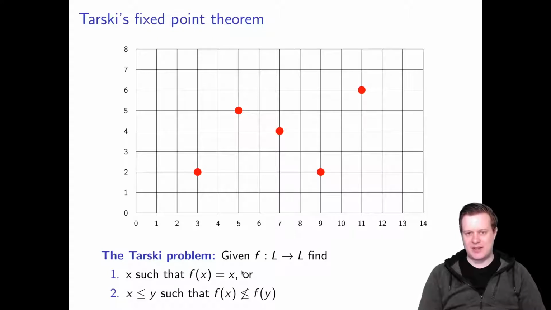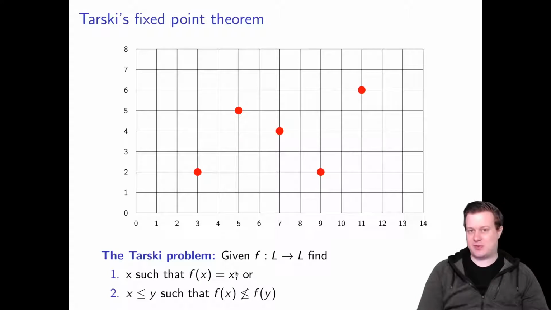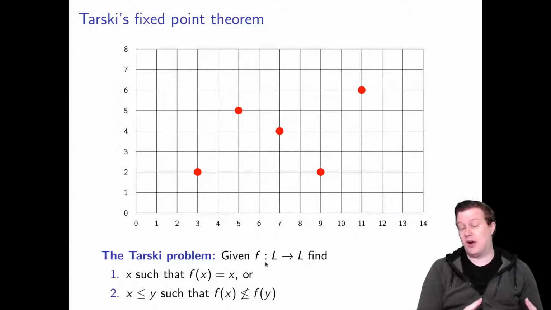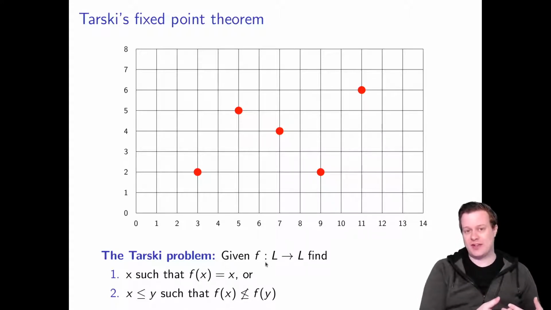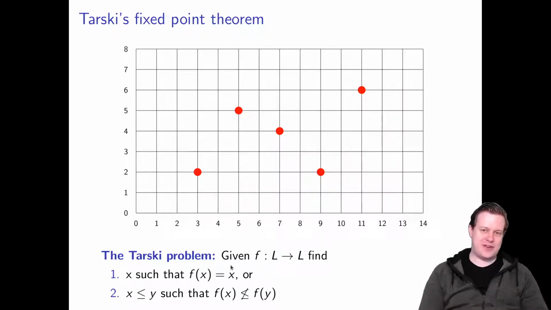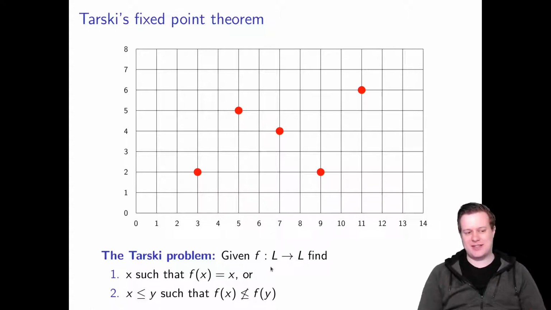x is equal to x, or, now, obviously, if f is order preserving, then a fixed point will exist, but given f, you have no way of knowing if it is order preserving. So to cover that case, we say, either find me a fixed point or find me this second thing, and this second thing is a violation of order preservation. So order preservation says if x is less than y, f of x must be less than f of y. So if you can find me an x and a y such that x is less than y and f of x is not less than f of y, that's a violation of order preservation.